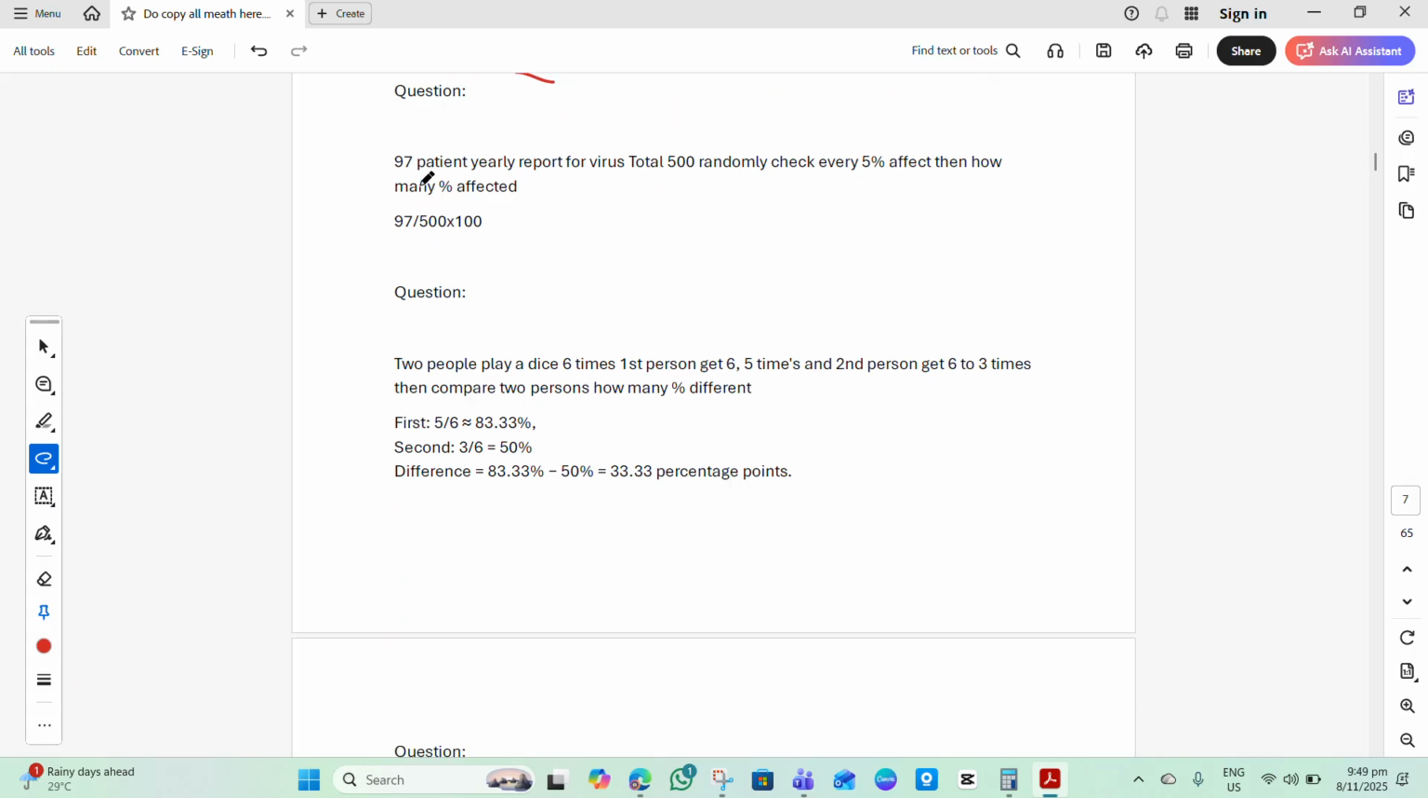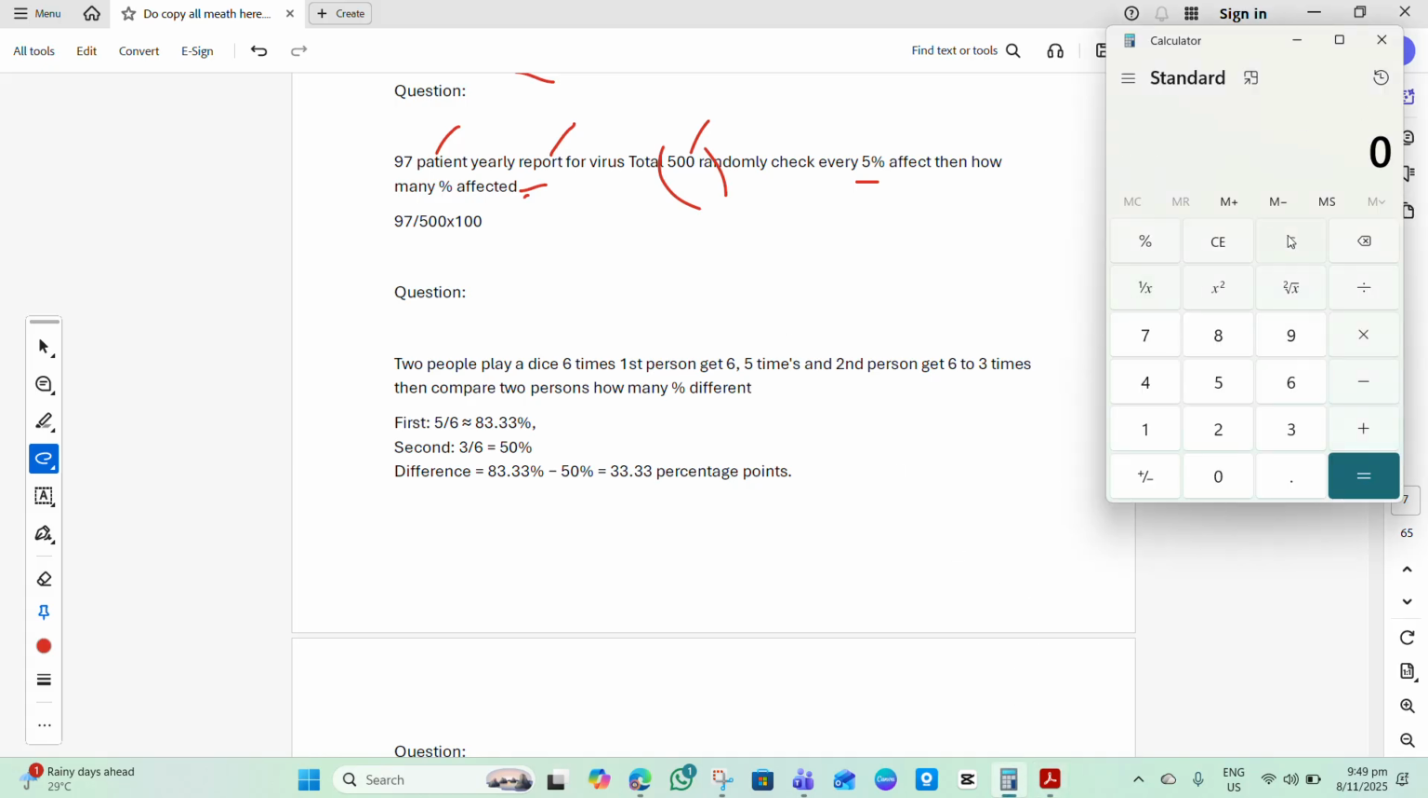Okay, then this question comes in: 97% yearly report for virus, total 500, randomly check every 5%, then how many percent affected? So 95% patient yearly report for virus, from the total 500, asking to randomly check 5%, how many percent affected? So this is 97 divided by 500.